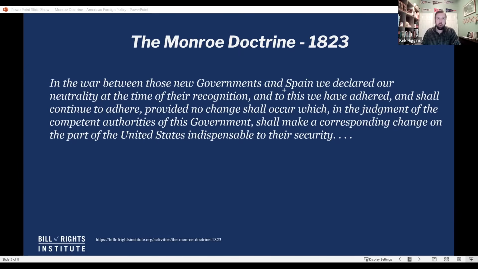We've held firm to our agreements, "and shall continue to adhere, provided no change shall occur which, in the judgment of the competent authorities of this government, shall make a corresponding change on the part of the United States indispensable to their security." All right, so this is what we would call diplomatic language. Essentially, what this is saying is, look, we're neutral, we've been neutral, we're staying neutral unless something occurs that we think is a direct threat to us. So what does that mean? Well, to the Spanish, it's kind of a firm warning to be paying attention to the United States as you're moving forward.